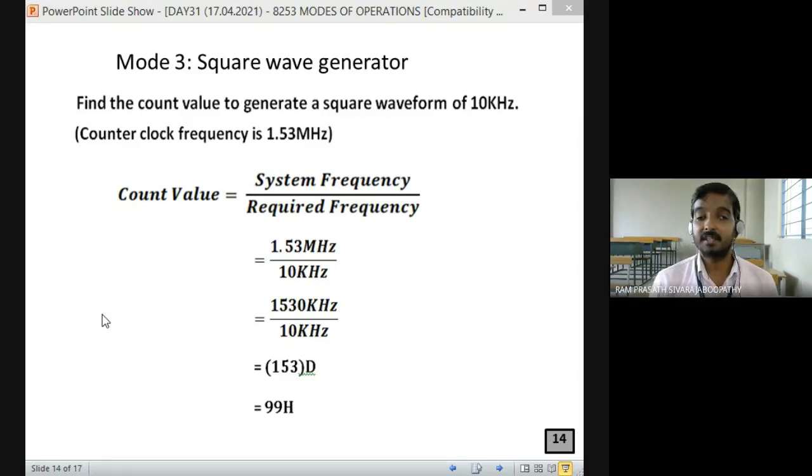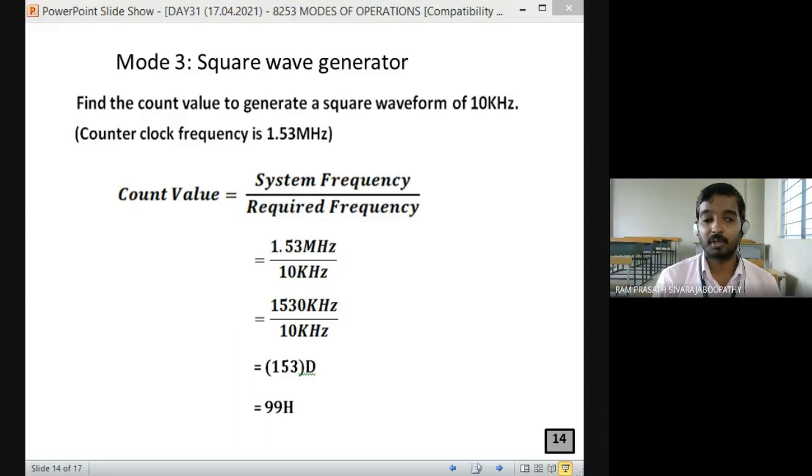Yes. Next, what should we do? We have to load the count value. Okay, but how have we specified the count value here? Both LSB and MSB. First of all, what is the count value we got? 0099H. Correct? So the count value is 0099H. I have to load this count value. Into which counter? Counter 1.